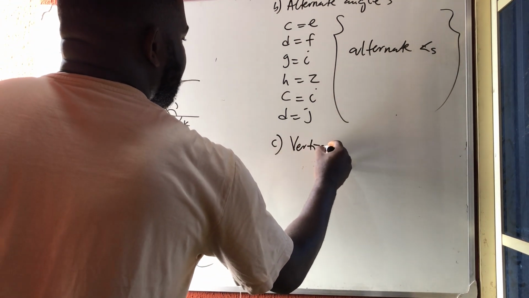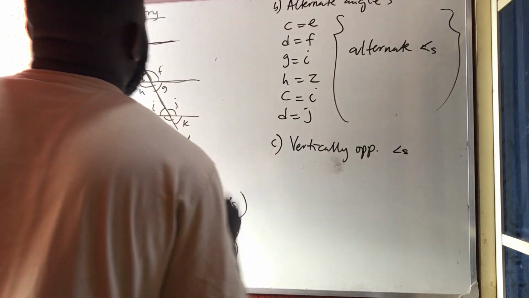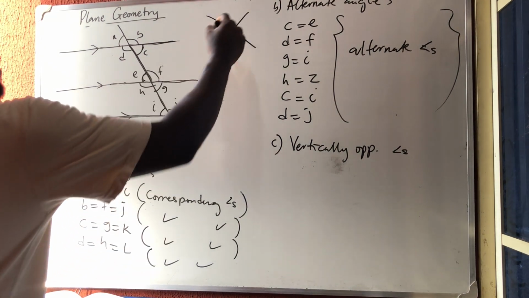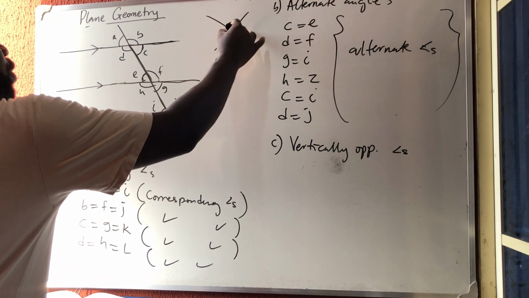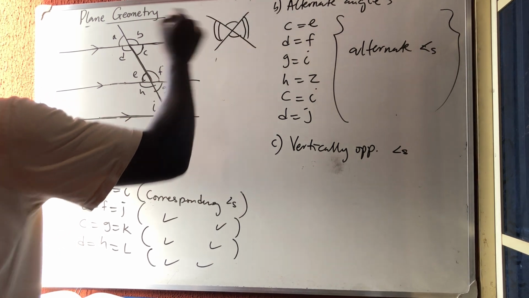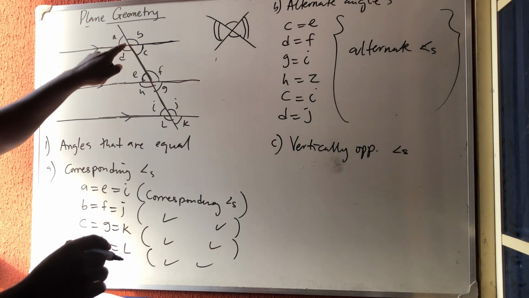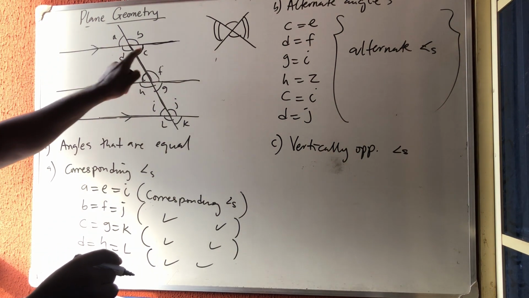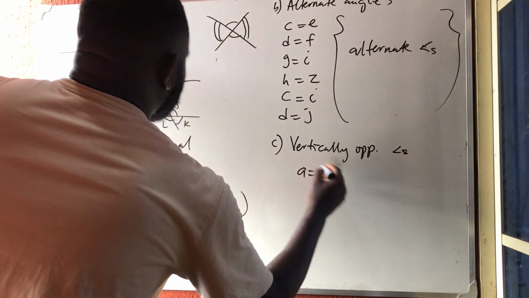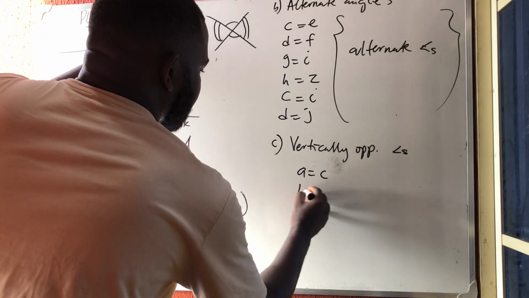Vertically opposite angles. Okay, now vertically opposite angles form an X like this, whereby angles opposite to each other are equal. Here is equal to here, and this side is equal to this side. So we call it vertically opposite angles. If you come to these dots now, you see that C is vertically opposite to A. We say that A is equal to C. D is vertically opposite to B. We say that B is equal to D.